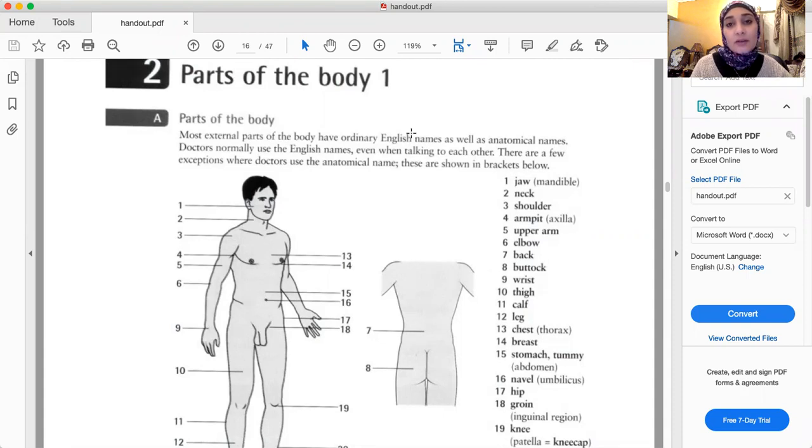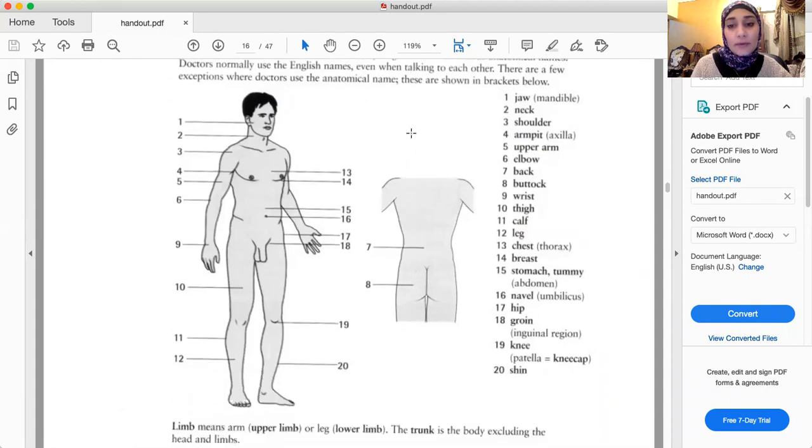Here we will take the English names and we will take some of the anatomical names. This is of course not a detailed picture, but we will take the most common body parts that we can use during this course, because I don't know if you have taken anatomy or not. So these are some of the very general and common body parts. Number one, we have jaw, and the anatomical name is mandible.